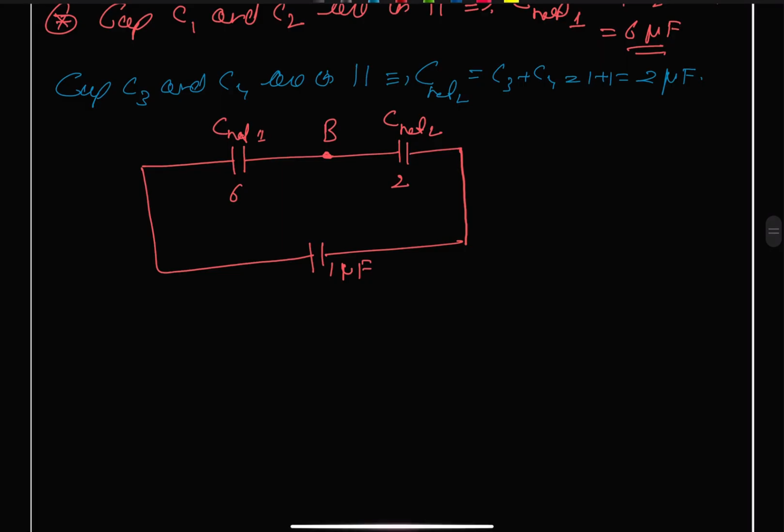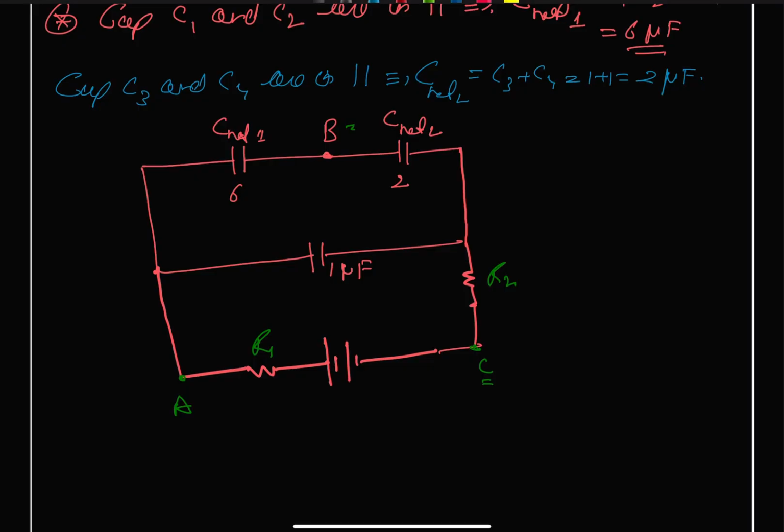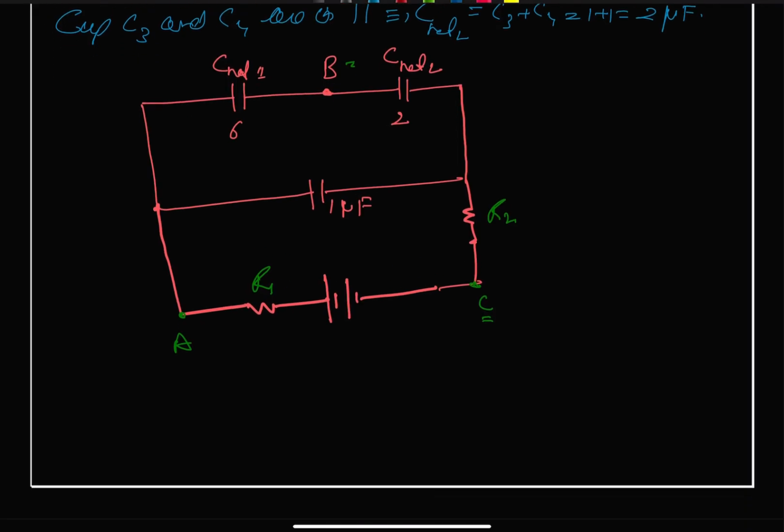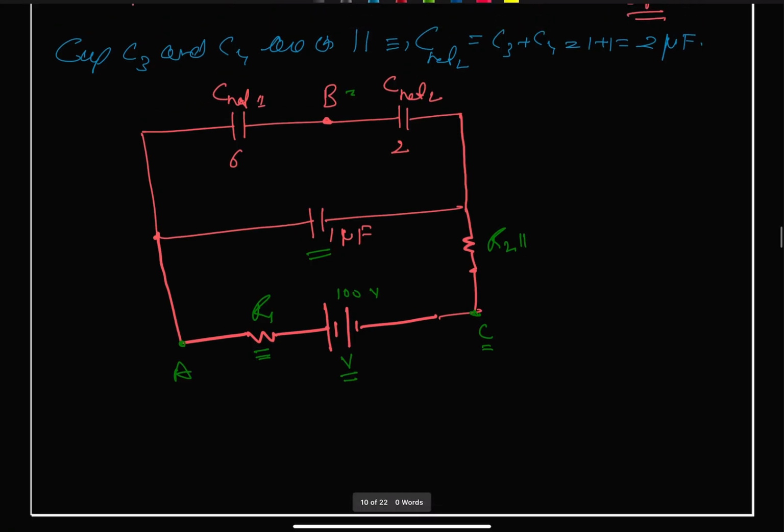We have our resistance R1 and then resistance R2. This is our A and this is our C. The rest of the things we need not write out, because we are only interested in the potential difference between A and B and between C and B. Like I said, the current through R1 and R2 is equal to 0. Because of this, the 100 volt given to us will be in parallel with our 1 microfarad capacitor.